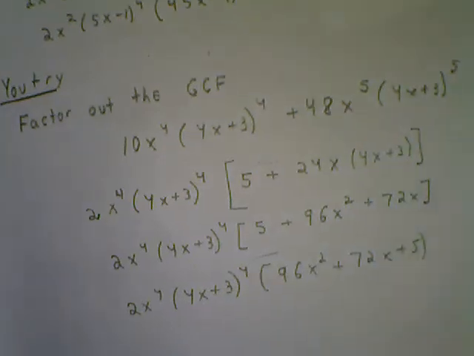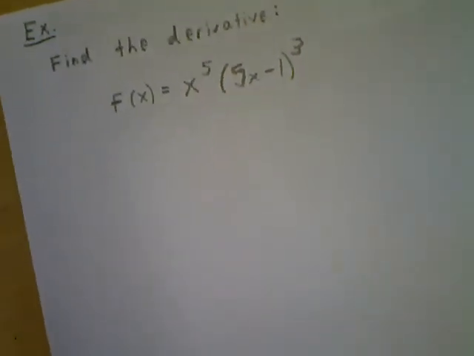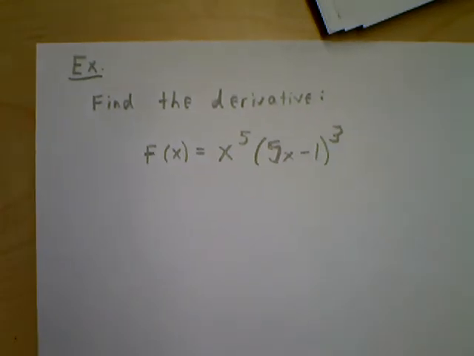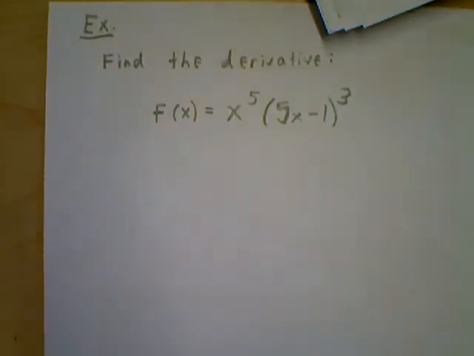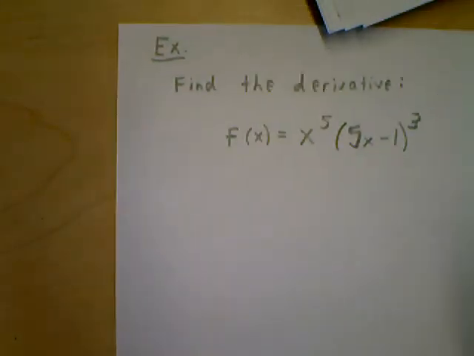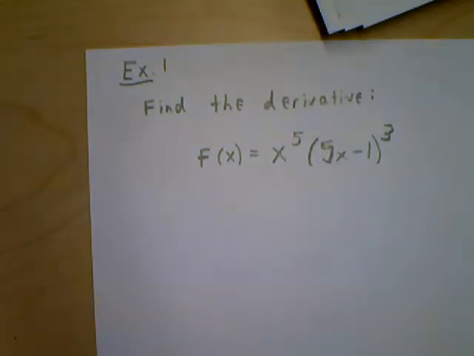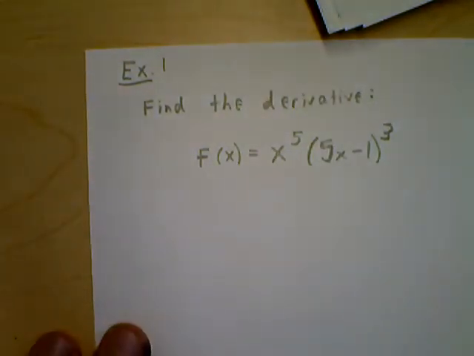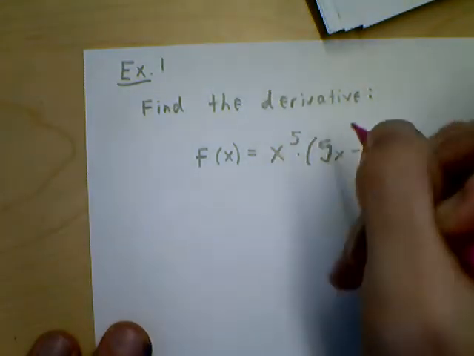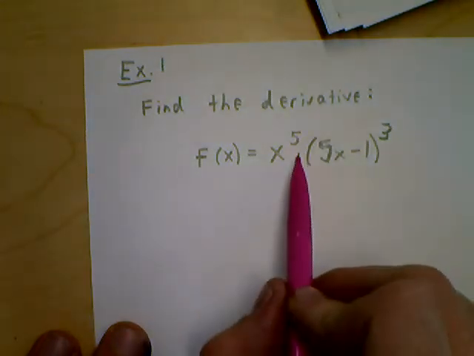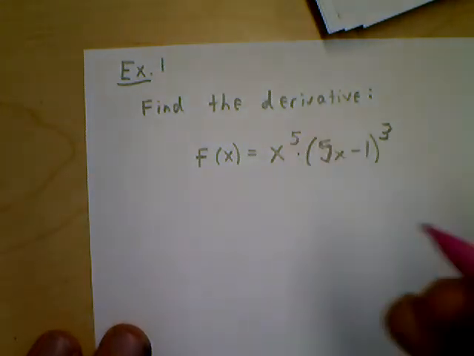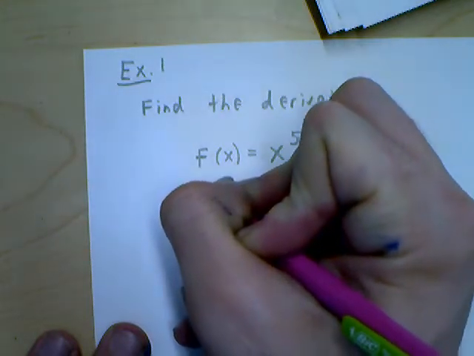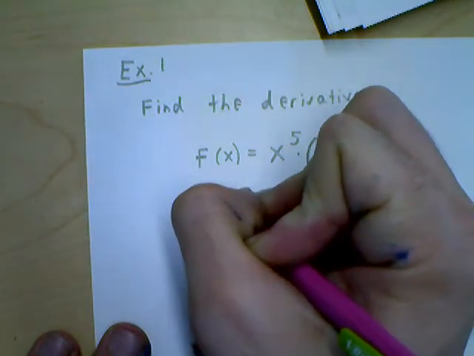All right, now going off this idea, we're going to have to apply this concept when we're using the product rule and the chain rule. So now, first thing, find the derivative. Before I even start, I need to notice that I have a product right here, so I'm going to need the product rule. So let's start applying the product rule.